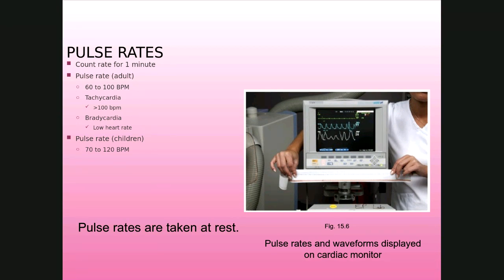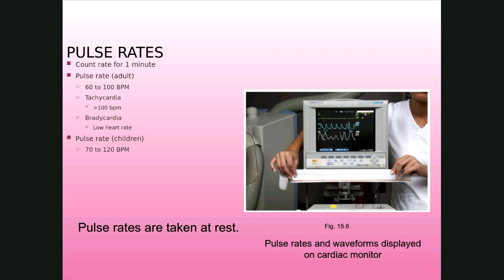Pulses are taken at rest. You don't really want to come running in from outside and then take a patient's pulse, or walk them quite a distance from the emergency room up to the department and then take their pulse, or have them running in from outside because they're late for their appointment and then take their pulse. You want to make sure you're taking their pulse when they are at rest so that it's accurate.